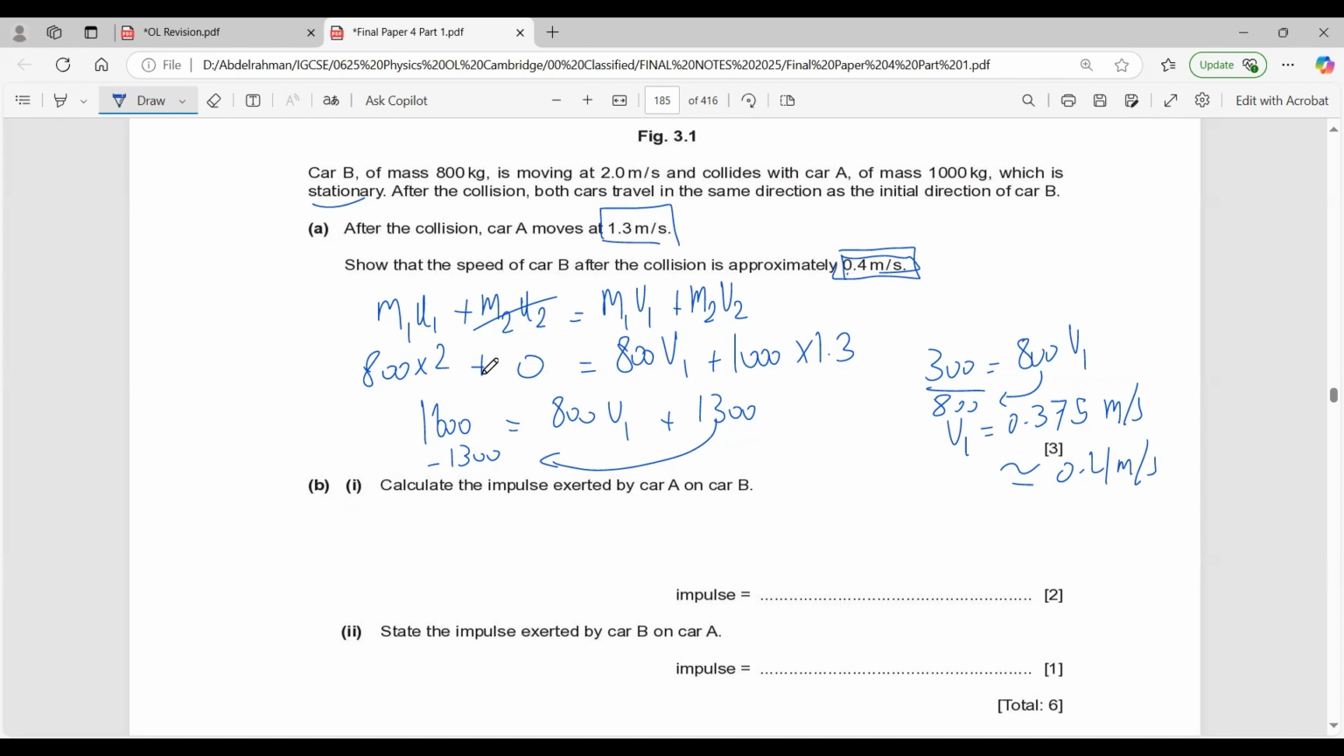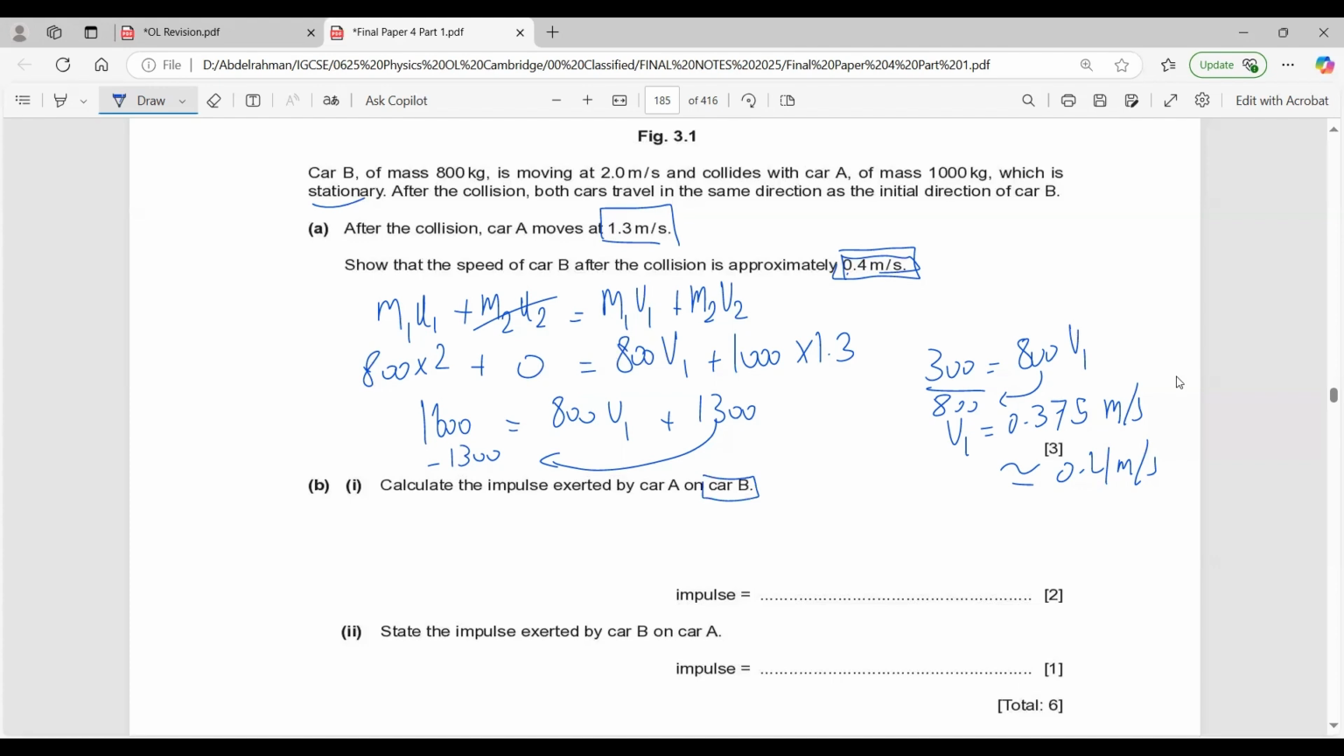Can you find the impulse exerted by A on B? Can you find the impulse exerted by car A on car B? You need to find the impulse of car B. Okay, what is the impulse of car B, Mister? How can you find the impulse of car B? If you want to find the impulse of an object, it's the change in momentum of this object. We need to find the change of momentum of car B. Pay attention.